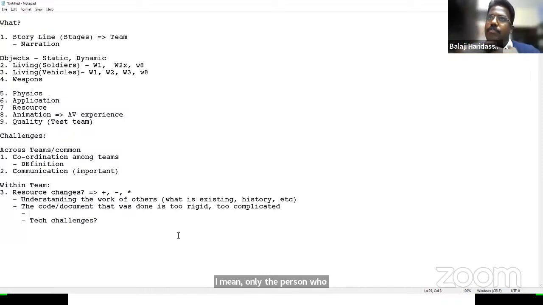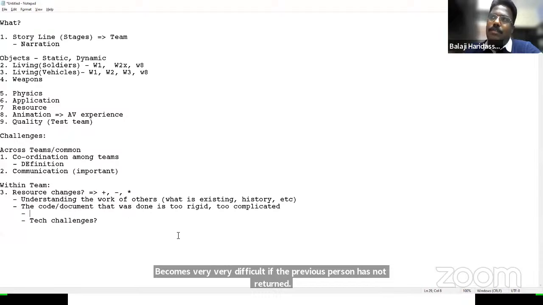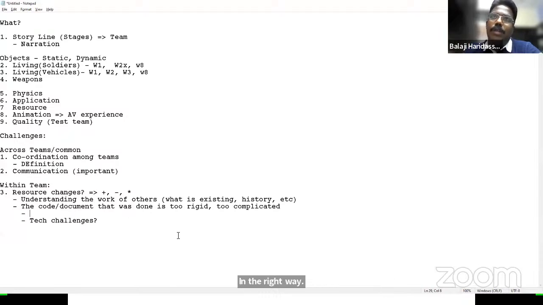Correct? Only the person who coded has it in his mind. And when someone else is trying to look at the code, they have no idea why this condition is there. They have no idea why this specific condition was included. So the person, without this understanding, feels afraid or not confident to change the code because he or she thinks it may break the code. So understanding the code becomes very, very difficult if the previous person has not written it the right way. Considering others is very important. So this is another major issue which many people face.